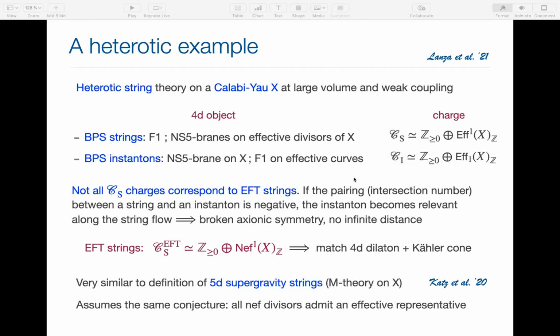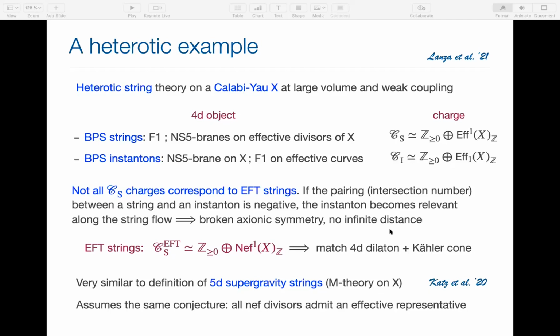So essentially, what you need is strings that are not only effective, but also correspond to nef divisors. I mean, you need to wrap the NS5 brane on nef divisors. And this is a discrete version of the directions in your moduli space that describe these asymptotic limits, which are the 4-dimensional dilaton and the Kähler cone. So you can see that this is a discretized version of the naive moduli space that you would have started with when you look at this example.